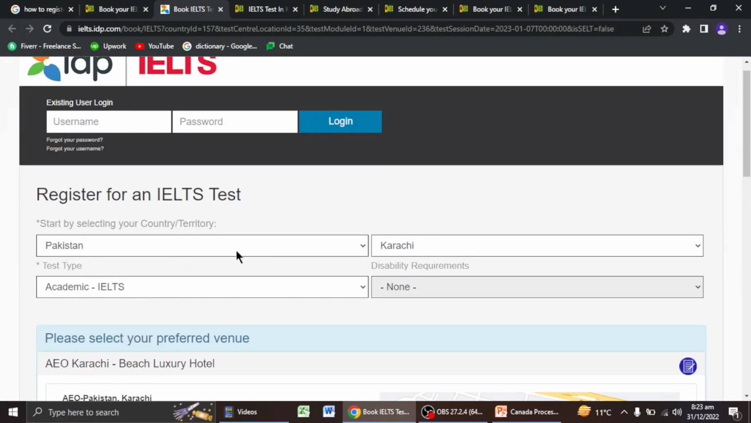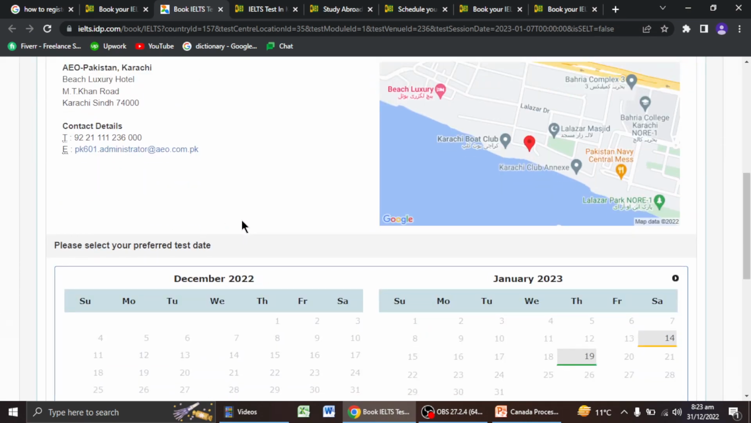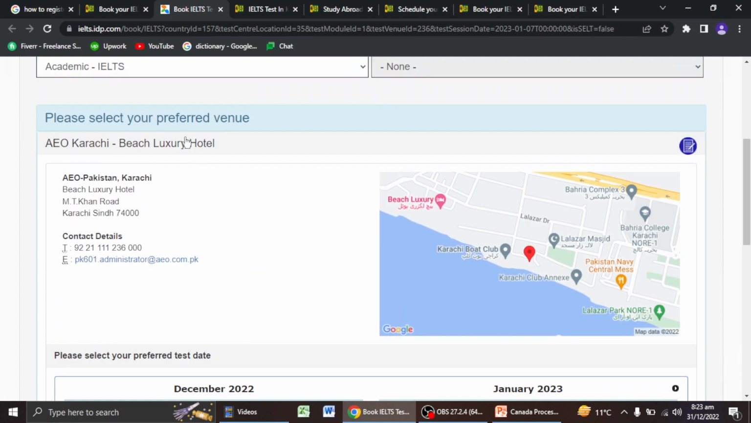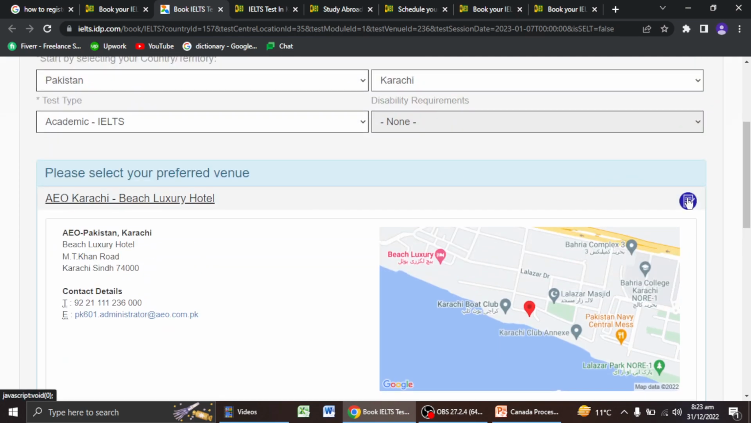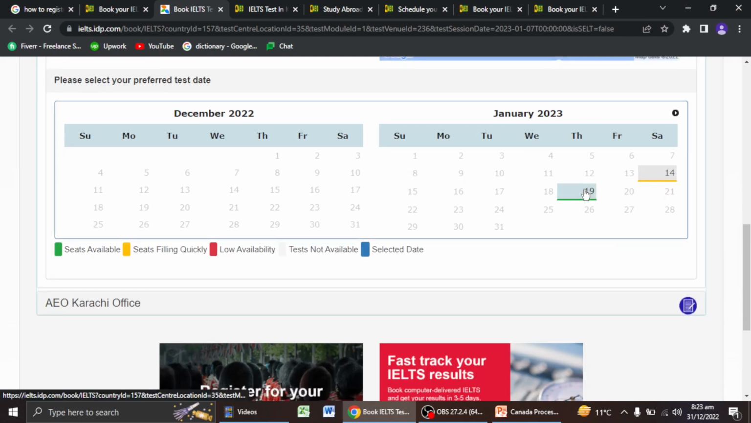IELTS one, Karachi. Now here it's again not telling me whether it's a computer-based test, or here it's telling me. So this is a paper delivered test, right? So you need to look here. This is the small icon. If it were a computer delivered one, there would be a red icon there, a red logo showing a computer monitor. So here it's showing a paper and a pen. So this is a paper based test. So these are the two dates that are available.